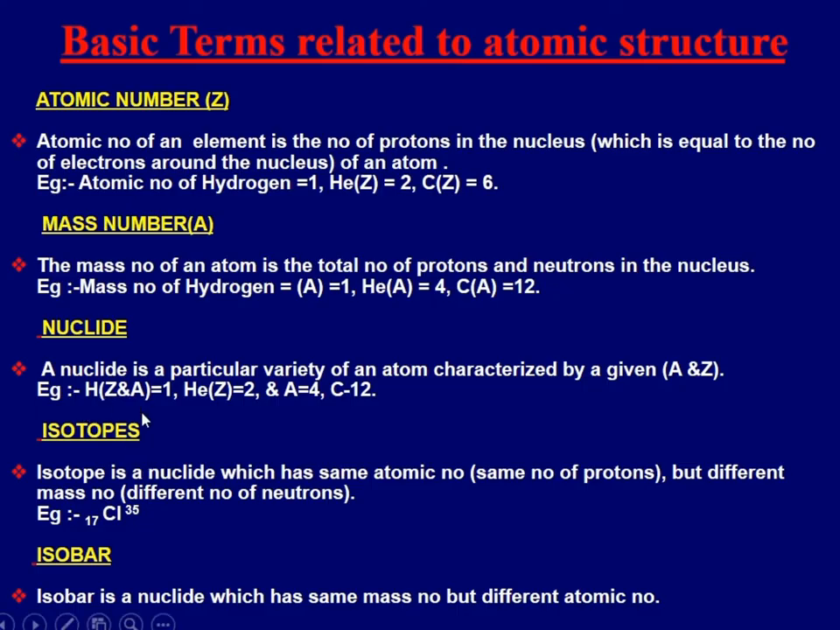Now let us discuss what isotopes are. An isotope is a nuclide which has the same proton number: P for proton number and P for isotope. This is how you can memorize what isotope means. So an isotope is a nuclide which has the same number of protons but a different number of neutrons, or you can say the same atomic number but a different mass number. Now what are isobars? An isobar is a nuclide which has the same mass number but a different atomic number. So these are the basic terms related to atomic structure which you should know in order to describe a particular atom.